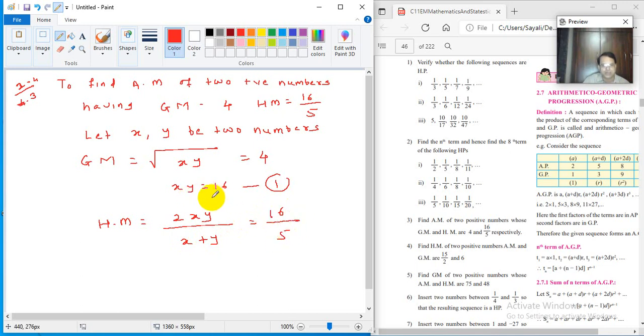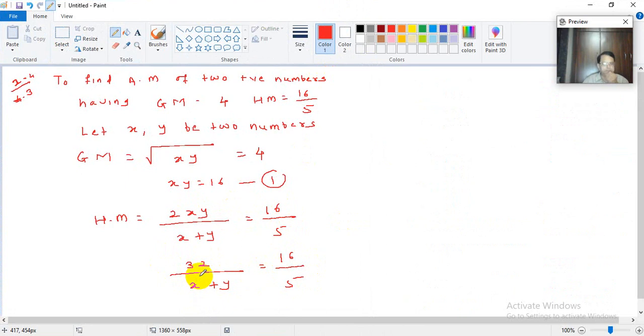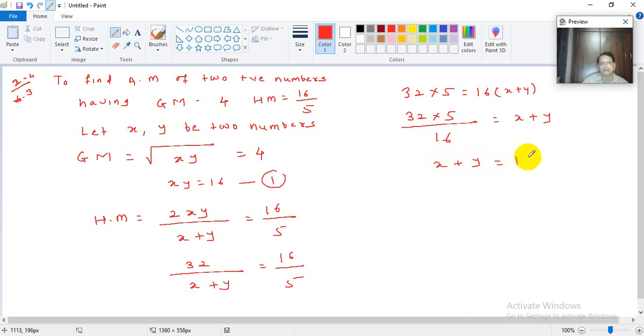But now already we know xy is 16, so this 2xy is 32 upon x plus y is equal to 16/5. I will enlarge this. Now what does this mean? Cross multiply kara. 32 into 5 will be equal to 16 into x plus y. So I can divide by 16. So it will be 32 into 5 divided by 16 is equal to x plus y. So this is 160 upon 16. So x plus y is equal to 10. This is second result that we get.